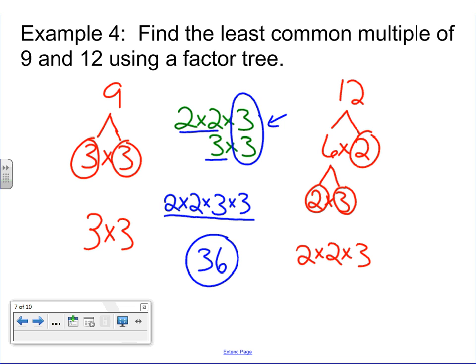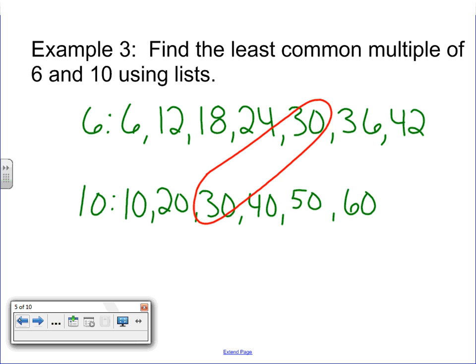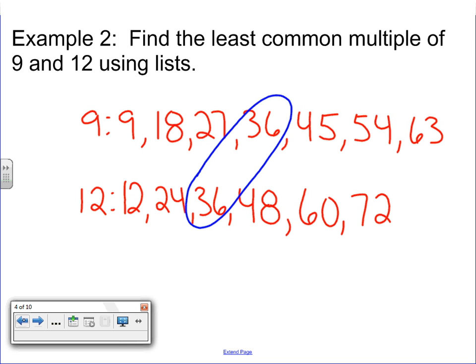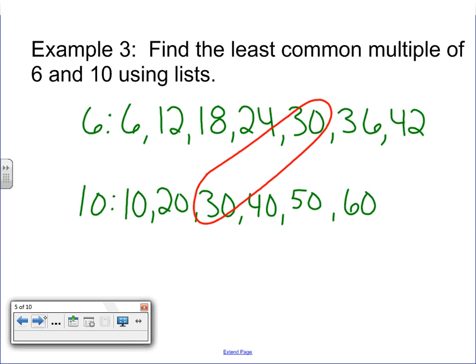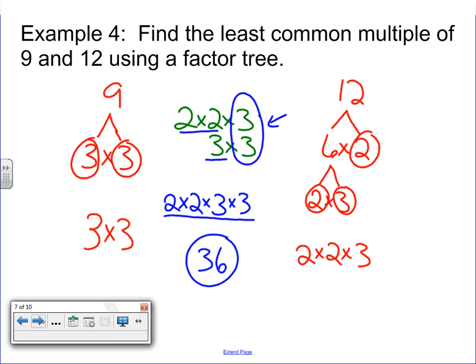Now, if we go back and look, we can check our answer from our list. And we found out that 36 was the least common multiple. Again, to refresh you, anything that is shared, like the 3 and the 3, instead of using them both, we only count them once. And that's how we'll do it. Everything else that's used that's not shared gets thrown in.